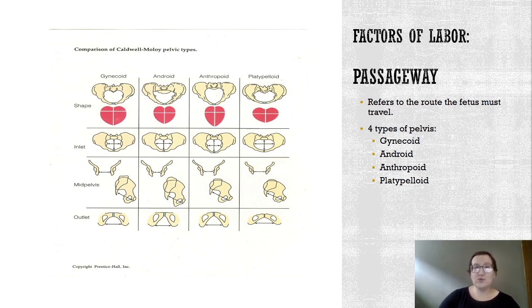So the passageway refers obviously to the route that the fetus must travel. It consists of the maternal pelvis and also the soft tissues of the cervix. So when we are pregnant, we have these hormones called relaxin, which is also part of estrogen. And these cause the connective tissues of the pelvic floor and the vagina to become more relaxed and elastic. But that doesn't mean you're all topsy-turvy with your pelvis, because no pregnant woman would be able to walk. I mean, it's difficult enough as it is.